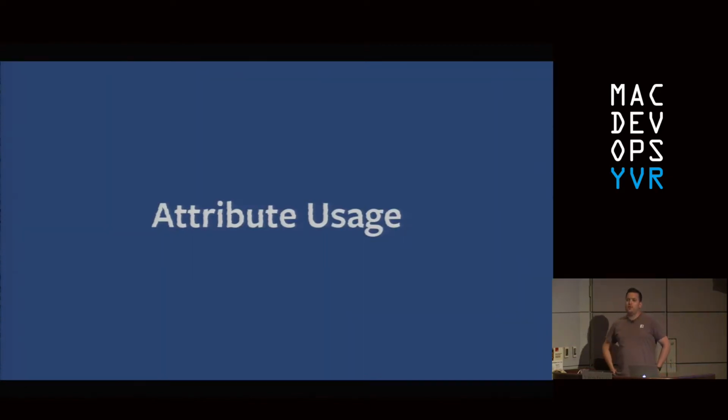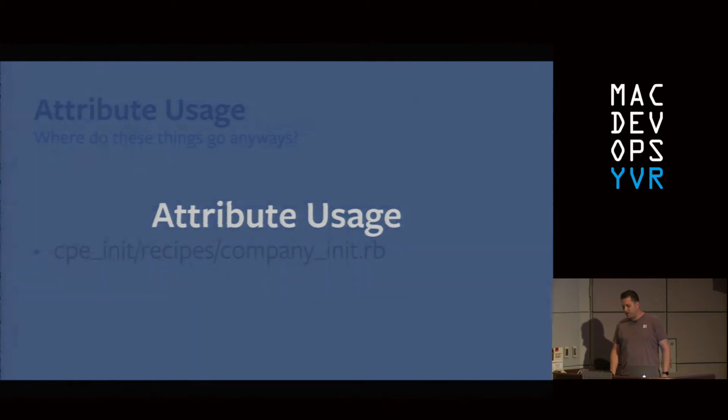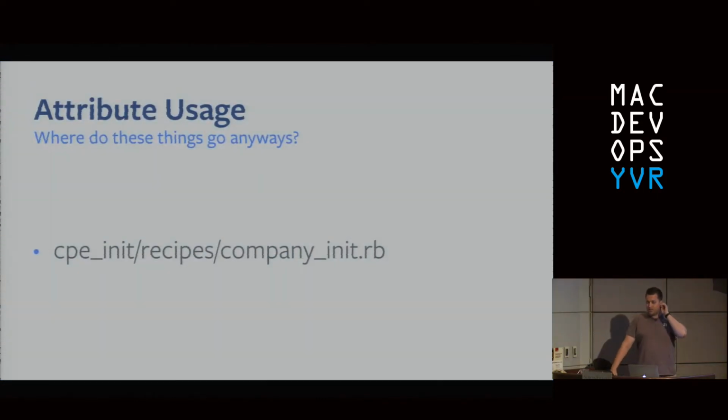So where do the attributes go anyways? If I'm not supposed to put them in attribute/default, but they have to go in some recipe, which I don't know which recipe, where should they go? If you're following along using the example that we have, you would put them here. We have a cp-init cookbook, and then it has a recipe called company_init. And company_init is where all customizations go for your company.